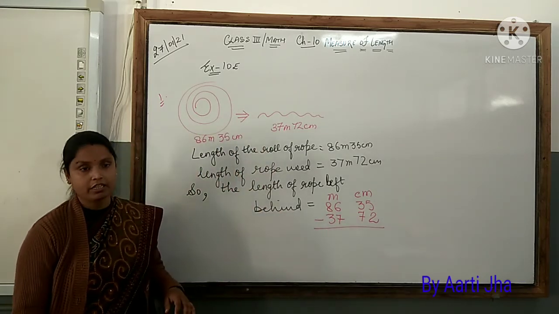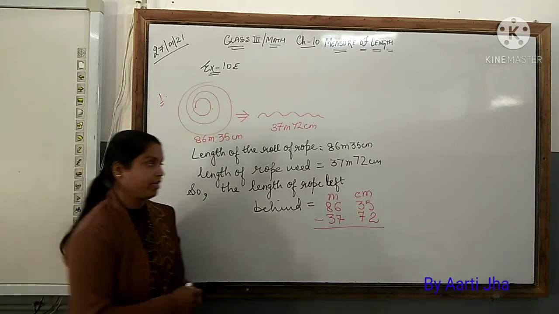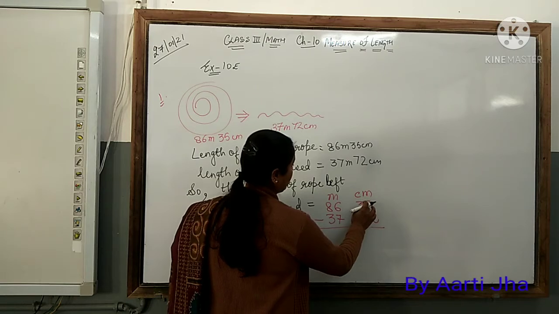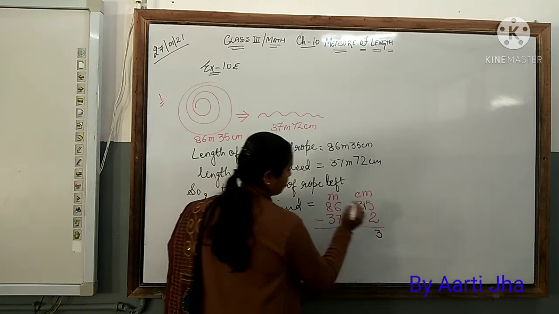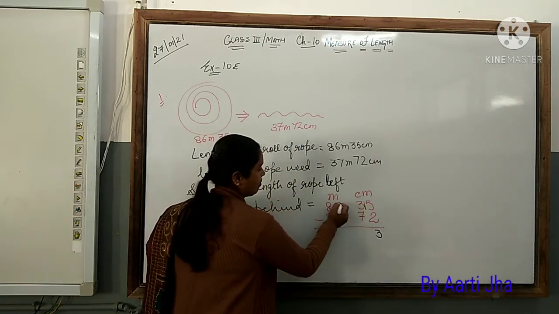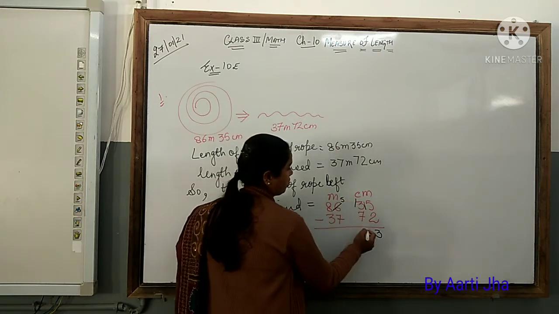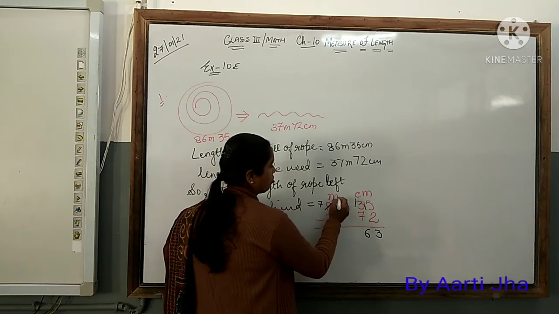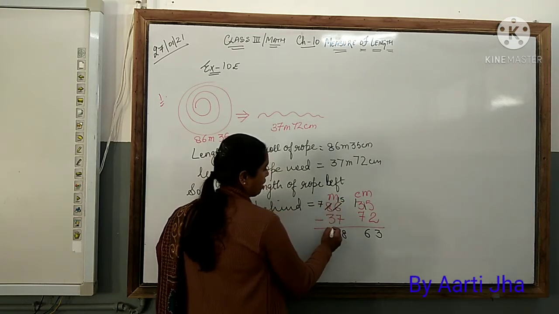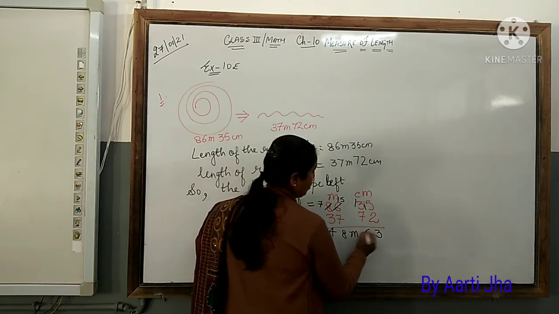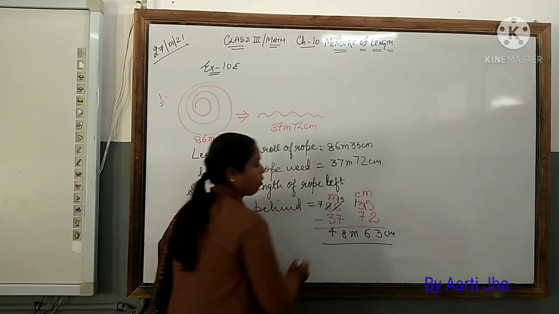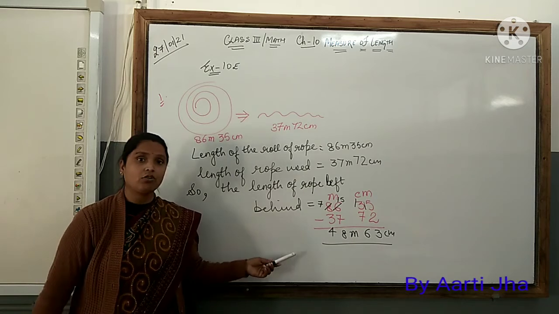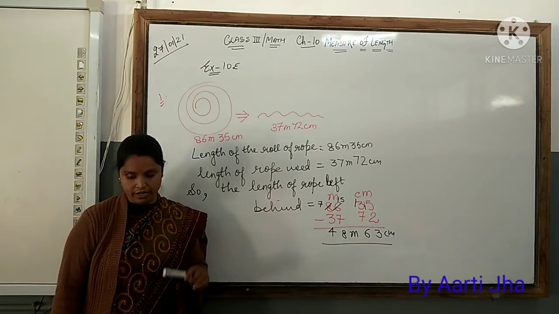For that, take the borrow from the centimeter column. In the meter column, there is no need of taking the borrow, so write 3 here. 3 is less than 7. Take the borrow from this, it becomes 13. 6 here. Now 5 and 7 cannot be subtracted. So take the borrow. This becomes 15. 8 and here you have 4. So this is the length of the rope left. Okay children, this is how you will find the length of the rope left.